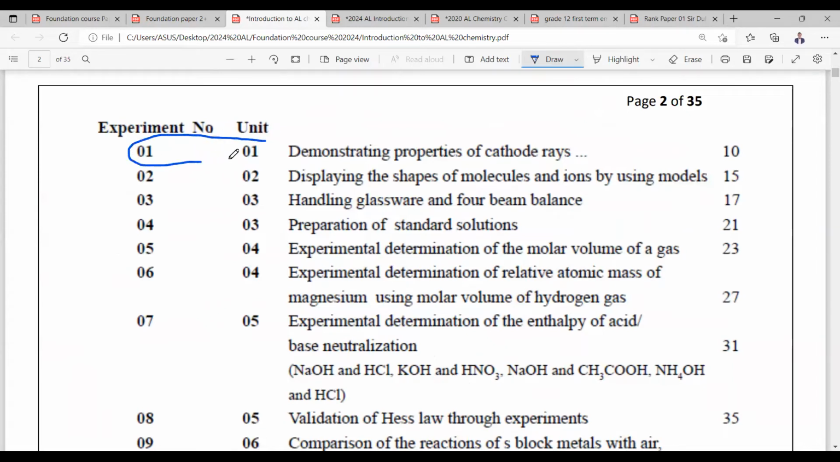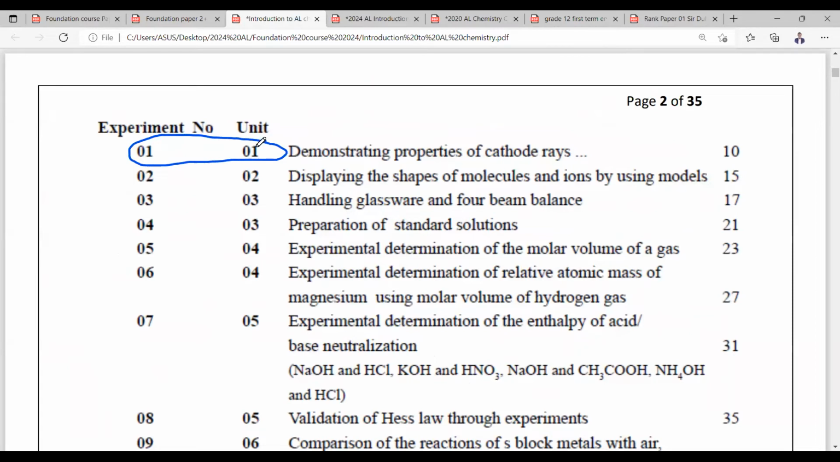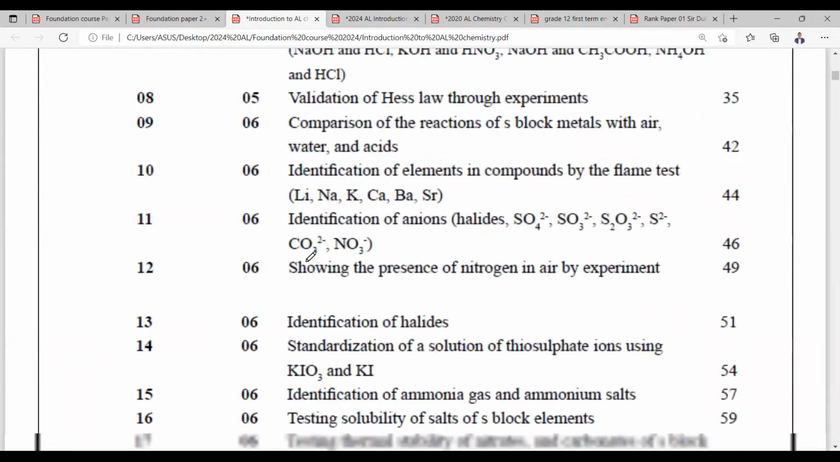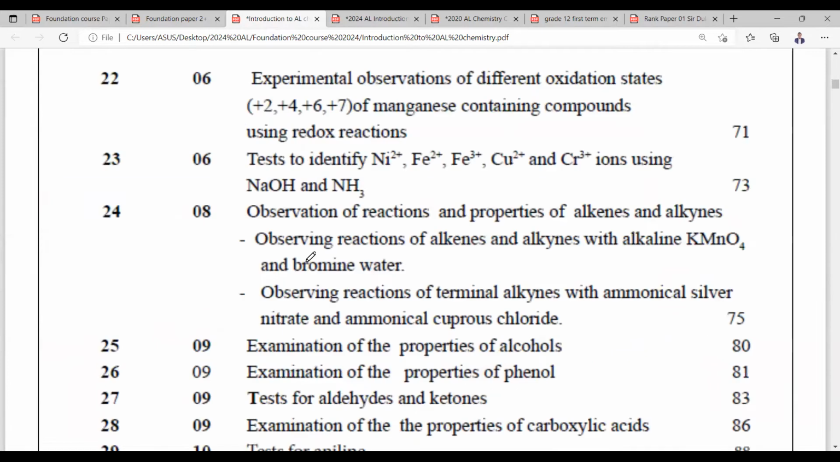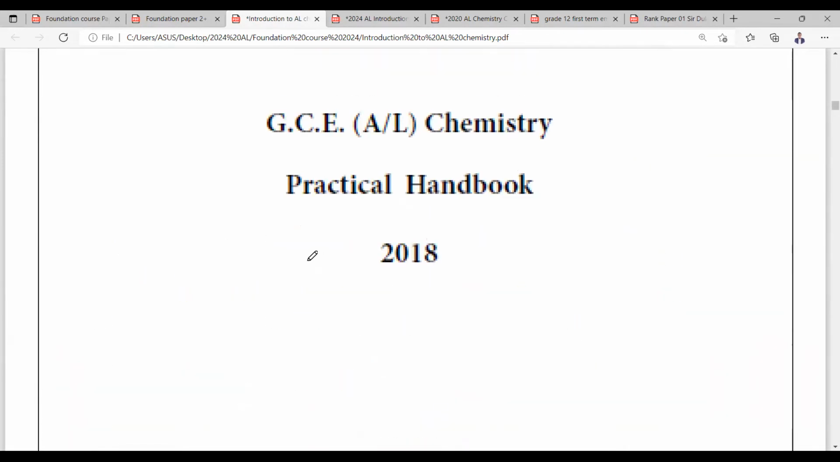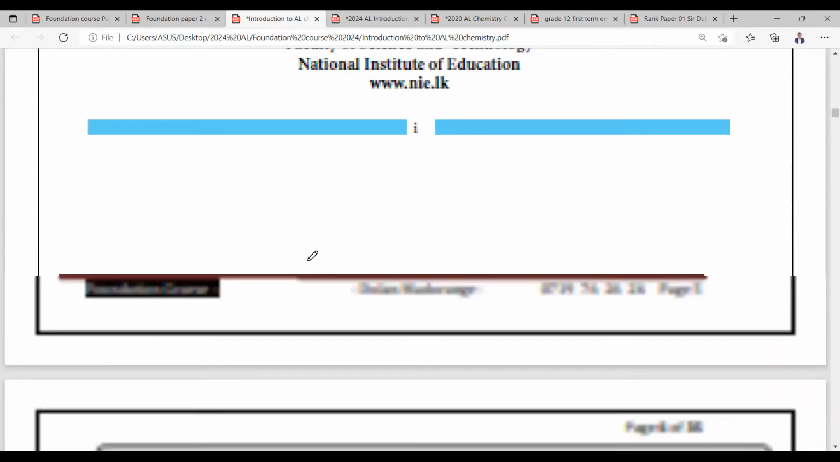So this is unit 1, practical number 1. Then under unit 2, we have these practicals. Unit 3, unit 4, unit 5. So we have these practicals. Is it clear? Right, okay. And then this is your practical handbook. You can download it from ni.lk.